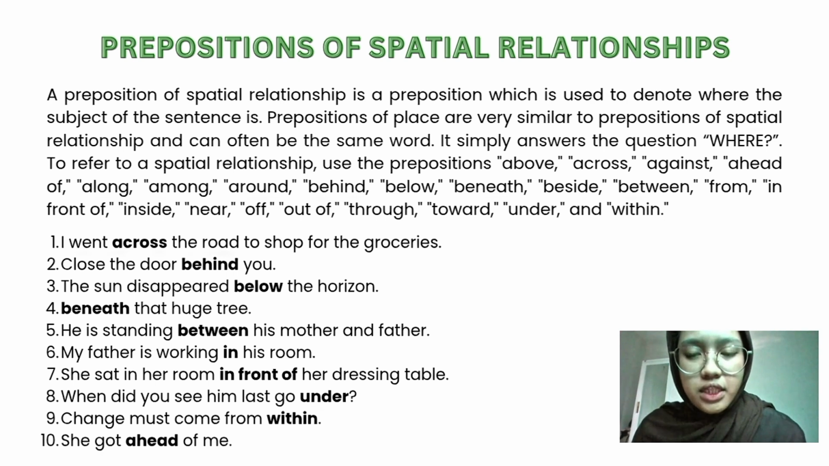Preposition of spatial relationship. A preposition of spatial relationship is a preposition which is used to denote where the subject of the sentence is. Prepositions of place are very similar to prepositions of spatial relationship and can often be the same word. It simply answers the question where. Words that refer to a spatial relationship are prepositions such as above, across, against, ahead of, along, among, around, behind, below, beneath, beside, between, from, in front of, inside, near, of, out of, through, toward, under, and within.